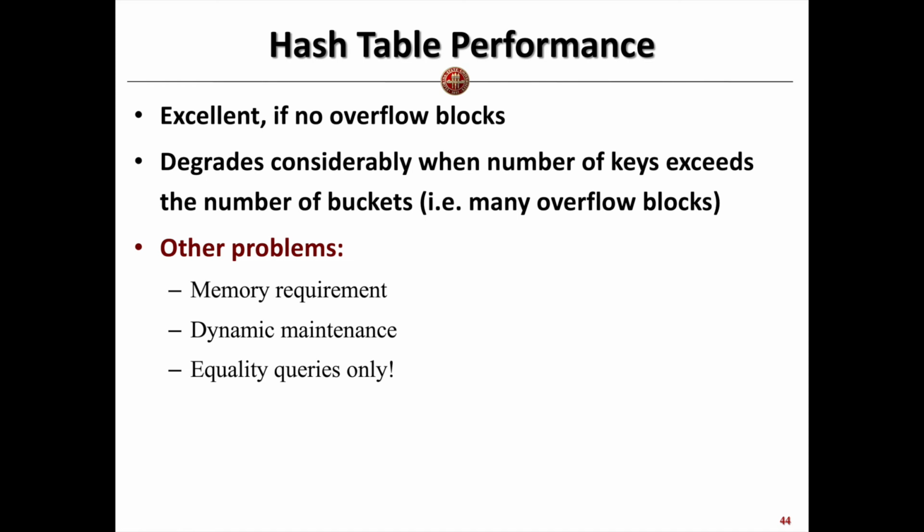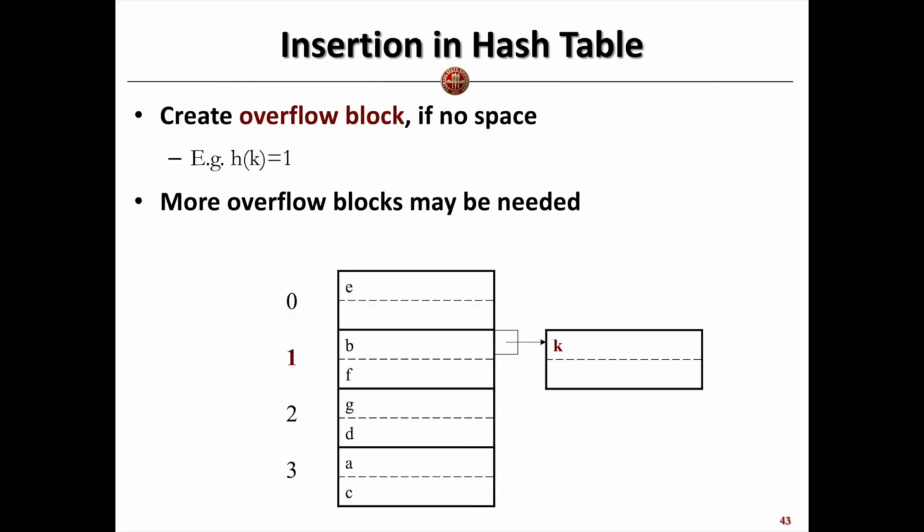However, the performance can be degraded considerably when the number of keys exceeds the number of buckets. In other words, we can have so many overflow blocks. So you can see the problem, right? If we have so many overflow blocks, before we mentioned the hash table can be very fast, the main reason is because via the hash function, we can go directly to the corresponding bucket to search for some entries, right? Via the hash function, we don't need to traverse among all the buckets to search for some entries. We can go directly to some buckets, right?